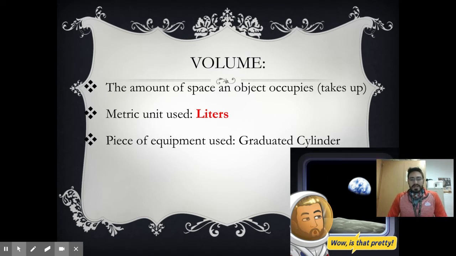You might recognize the milli prefix in the word milliliters. That's on our drink bottles that we have, but liters is the measure of the volume of a liquid or an irregular solid. And the piece of equipment we use is called a graduated cylinder. Okay, it looks like this, has a base like that, tall tube. Graduated cylinder is used to measure liters, which is the unit for volume.